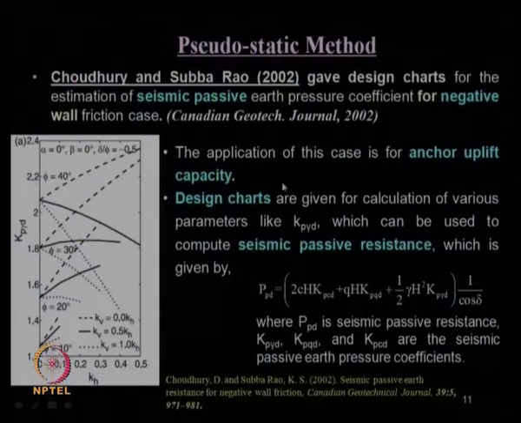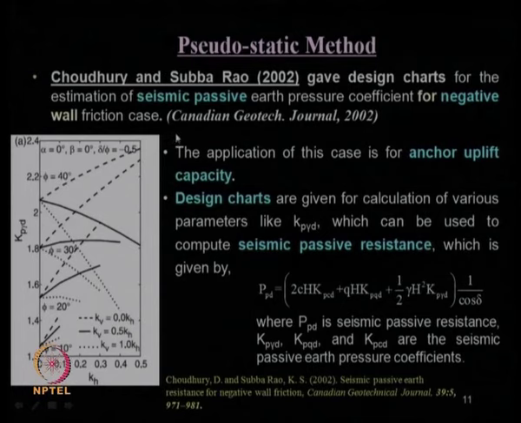Now, for the pseudostatic method, the method was further extended by other researchers. As I said, I will describe the recent research work. Choudhury and Subba Rao in 2002 gave the design chart for the estimation of seismic passive earth pressure coefficient for the negative wall friction case. What is the negative wall friction case? Let me describe it a little bit.